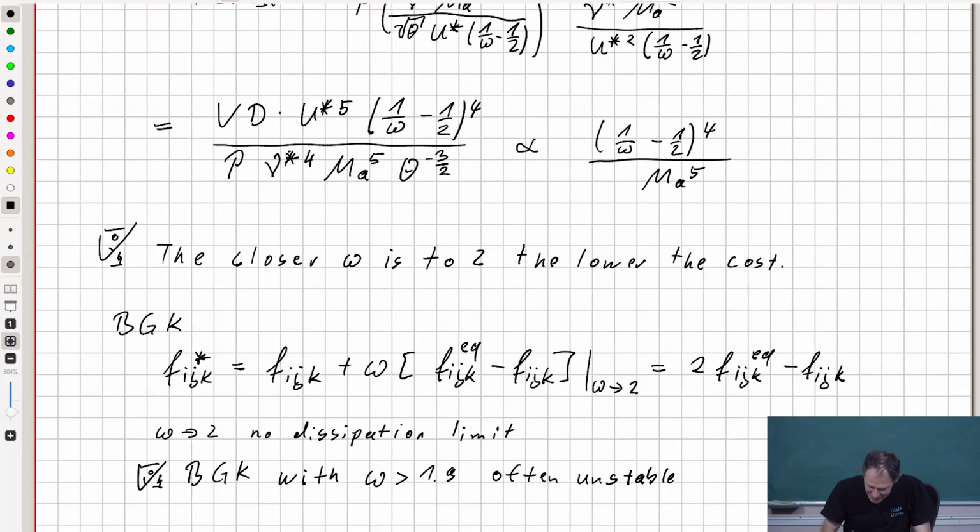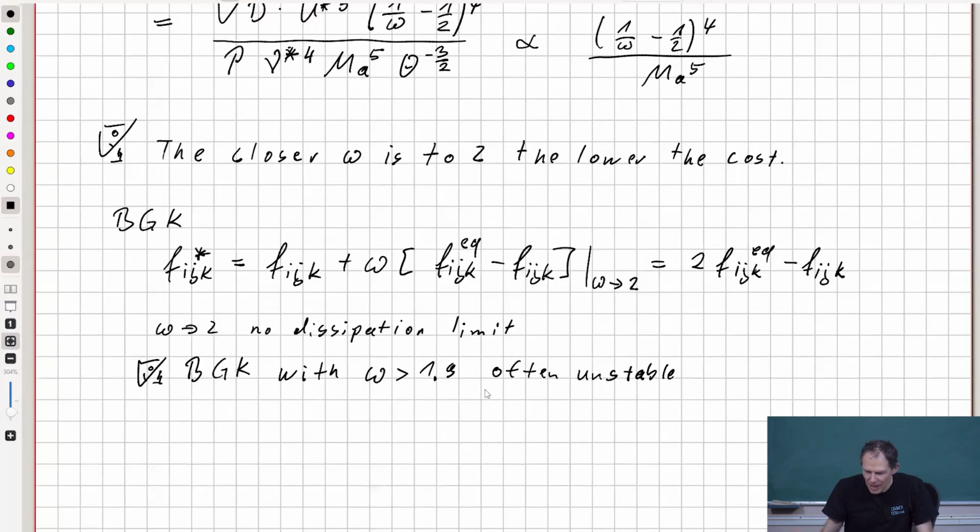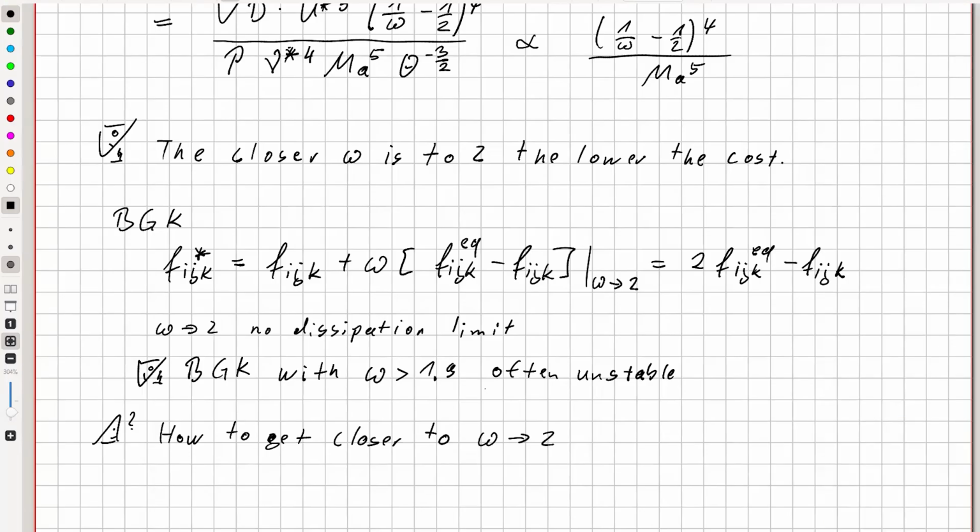Still, there's a lot of room for improvement, obviously. So now the big question that we've already spent half an hour asking: how to get closer to omega equals 2 without losing stability.